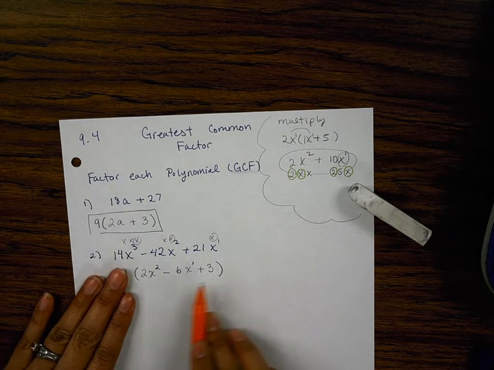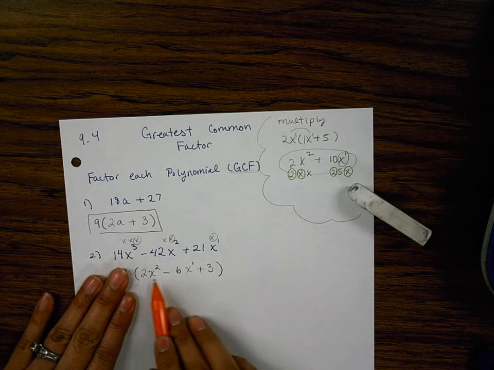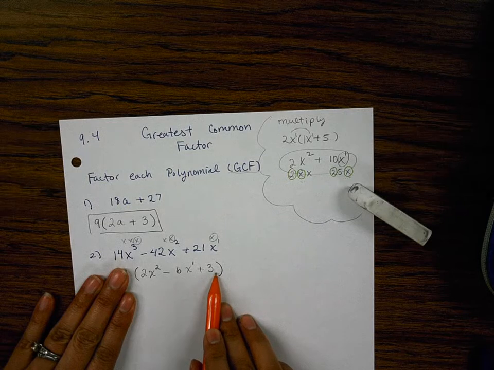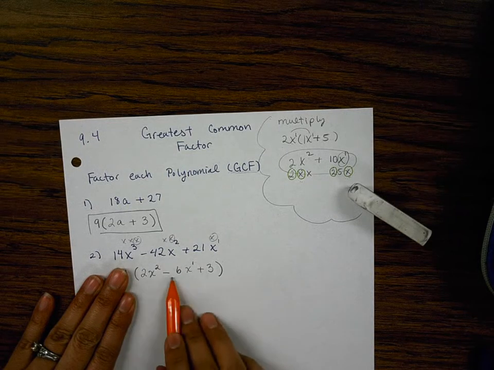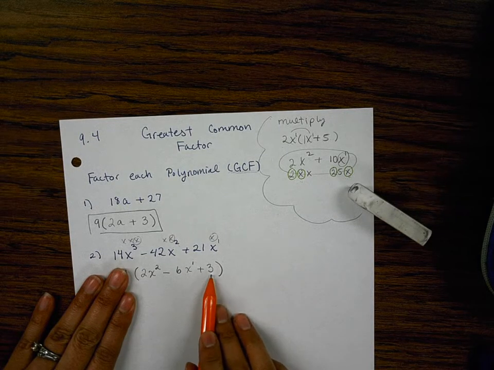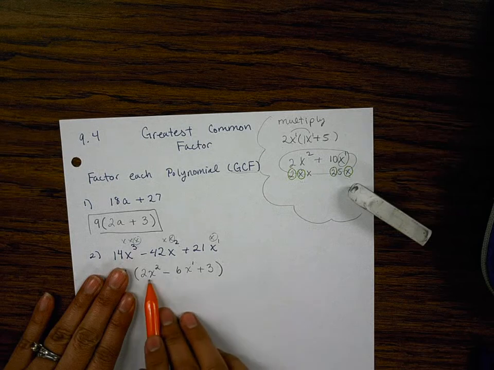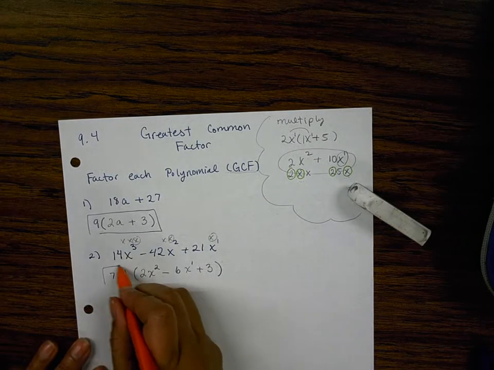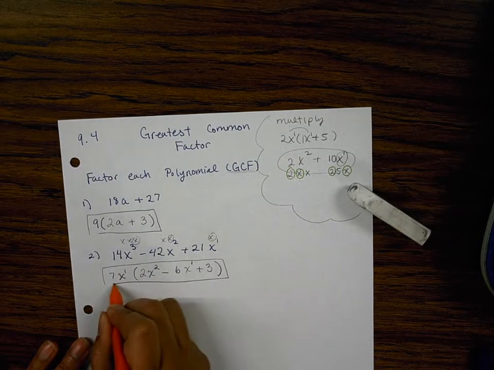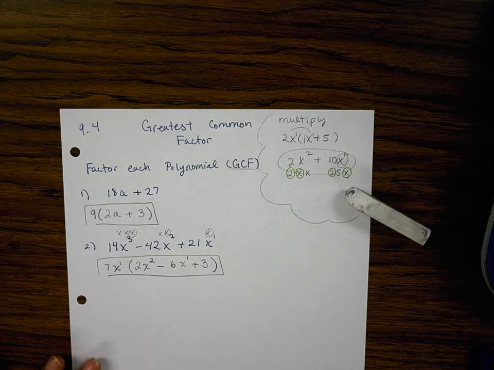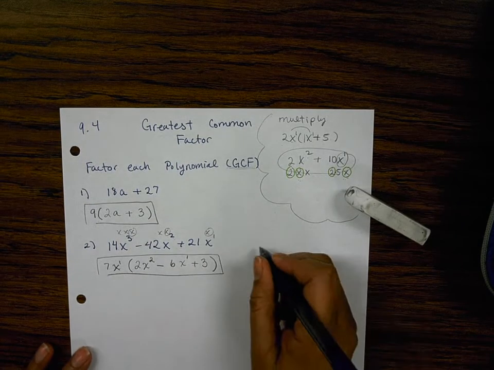No extra x here. Oh, and then check to see if there's still a GCF. Is there a common factor with 2, 6, and 3? No. 2 goes into 2 and 6, but it does not go into 3. 3 goes into 3 and 6, but it does not go into 2. So there is no more greatest common factor. This here is your final answer.